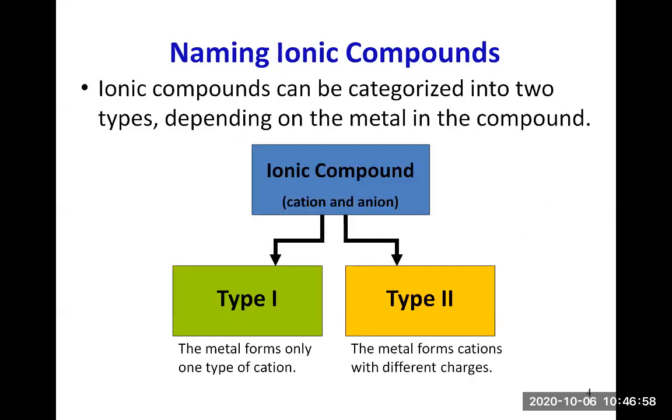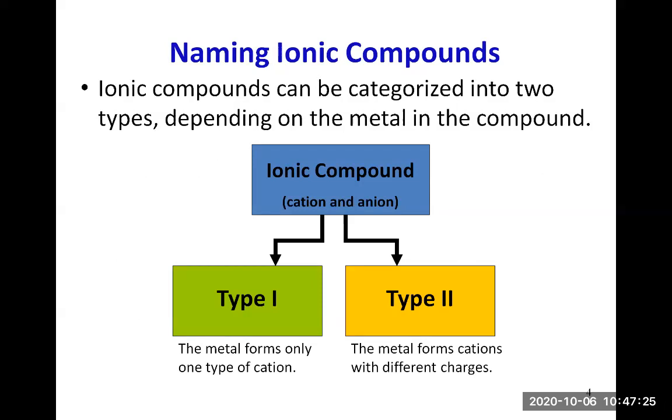Ionic compounds can be categorized into two types depending on the metal in the compound. The metal, the cation, can be type 1 or type 2. Type 1 metals are those that form only one type of cation, and type 2 metals are those that form different cations that will have different charges.